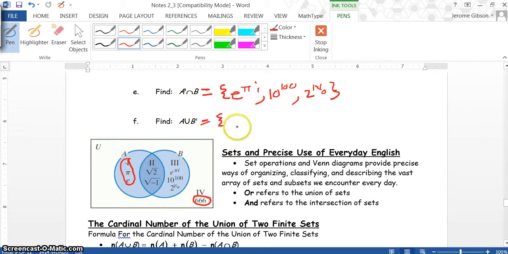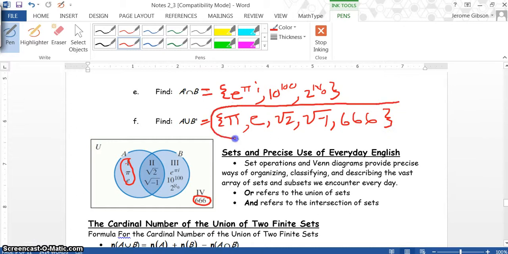We would take all the values of A, which is pi, E, square root of 2, square root of -1, and we would take the values of the complement of B that does not overlap with A, which will only be 666. And that is the final answer.